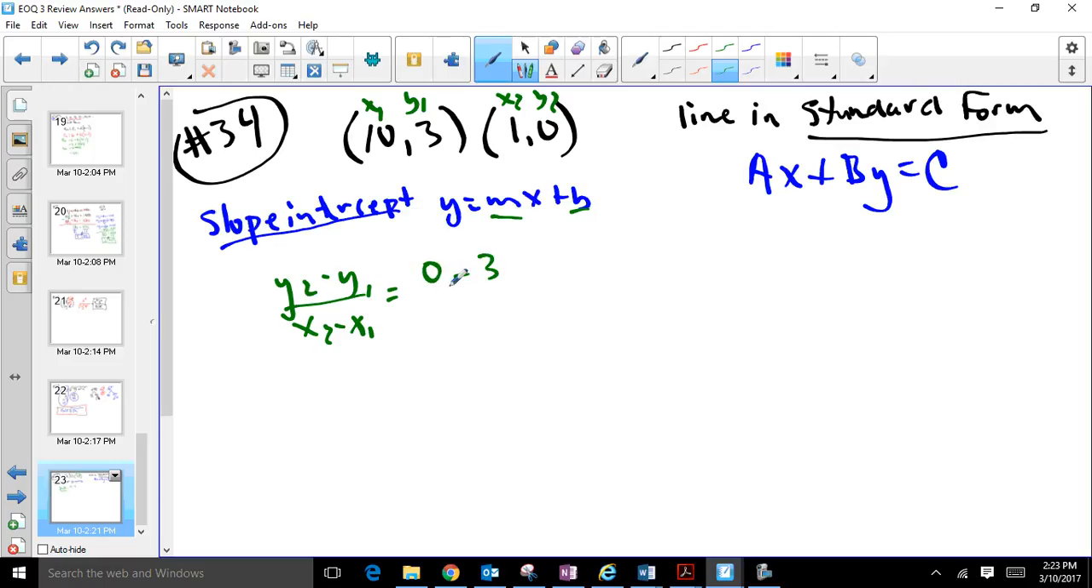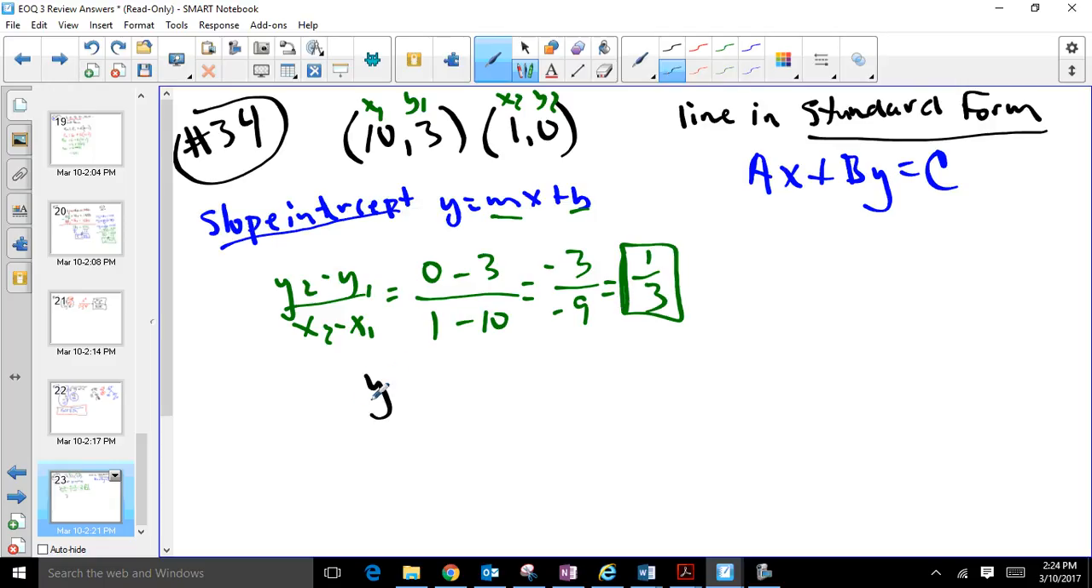0 minus 3, and then 1 minus 10. That gives me negative 3 over negative 9, which is essentially 1/3. That's my slope. In order to find the y-intercept, I have to plug everything in.